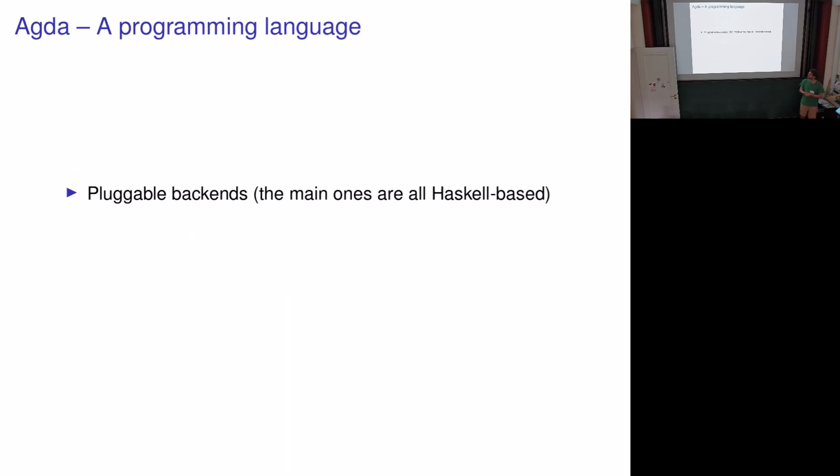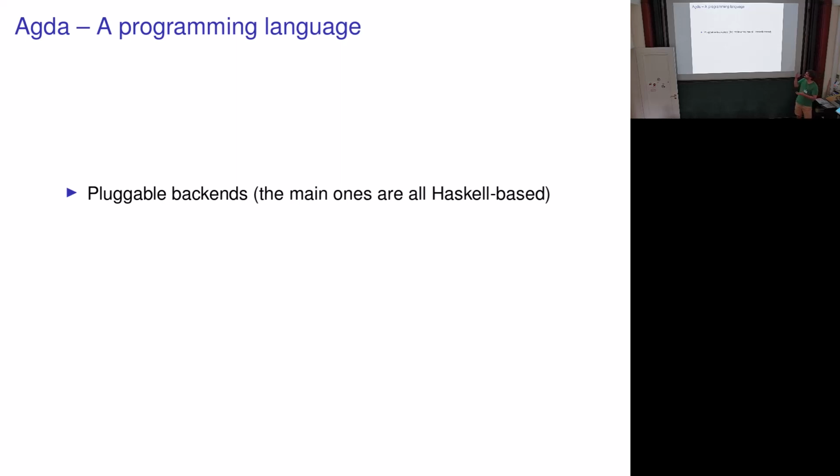All right, so contrary to popular belief, we don't just type check our programs, and it's not just a theorem prover. So even though this is a school on formalizing mathematics, I thought I would start with the fact that it's a programming language. So it's a dependent type programming language. I will explain maybe a bit more about that later on. But importantly, it has pluggable backends. The main ones are based on Haskell, but in theory, you could just define your backend of choice.